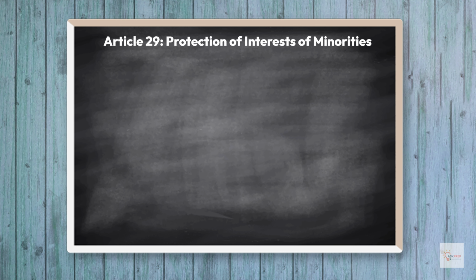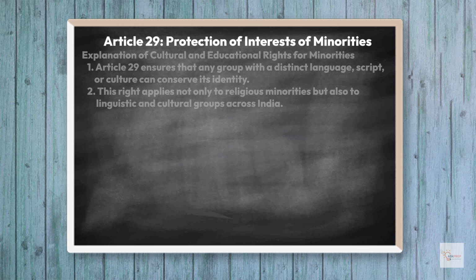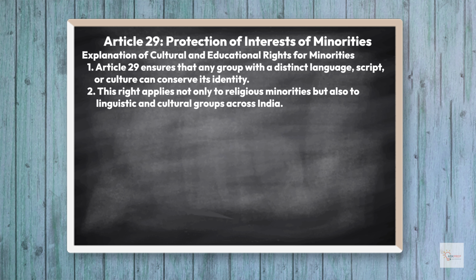Now let's talk about the second point: Article 29, Protection of Interests of Minorities. Explanation of cultural and educational rights for minorities. Article 29 ensures that any group with a distinct language, script, or culture can conserve its identity. This right applies not only to religious minorities, but also to linguistic and cultural groups across India.